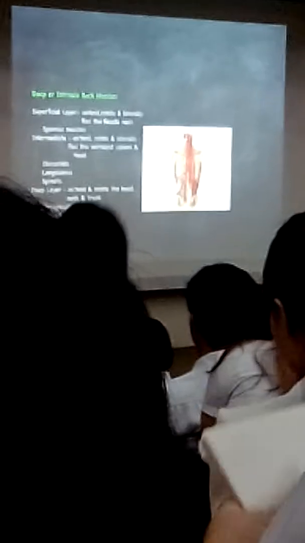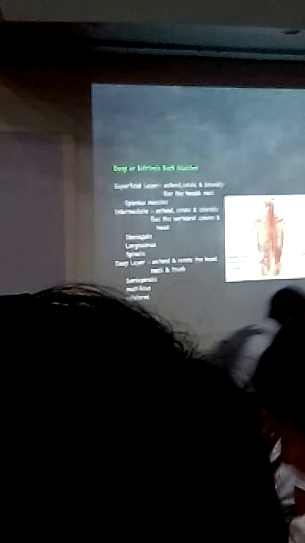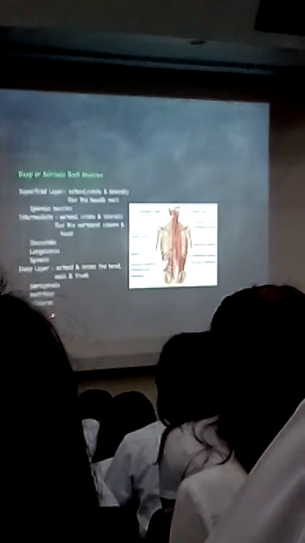Okay, so the superficial layer, sorry, it's very small. We have the splenius muscles. Please read in your study time for the origin, insertion, the nerve supply. This is the function: extend, rotate, and laterally flex the head and neck. For the intermediate, we have the iliocostalis, longissimus, and spinalis. And the deep layer, we have these three muscles: semispinalis, multifidus, and rotatores.